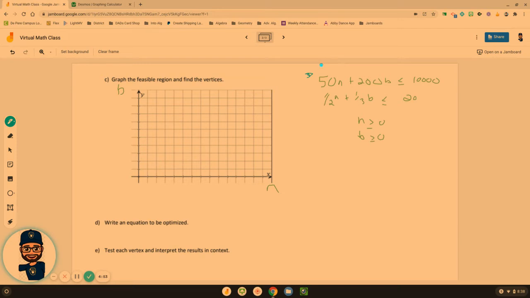If we want to find the x-intercept, we have something comma 0, right? So 50n equals 10,000. 10,000 divided by 50 would give us 200. And then if we're going to find the y-intercept here, we have 0 in for the x, and we have 200b equals 10,000, or we get 50. So let's try and graph those.